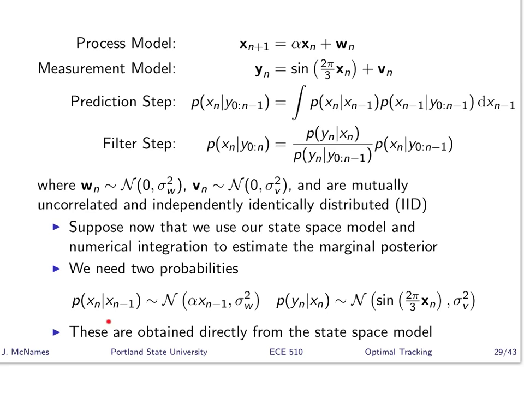So we have those two probabilities. They come directly from the state space model. And again, whenever you've got additive noise, this is actually a trivial step, as long as you know what the distribution is of your noise, which you need to. Any questions so far? You guys following?